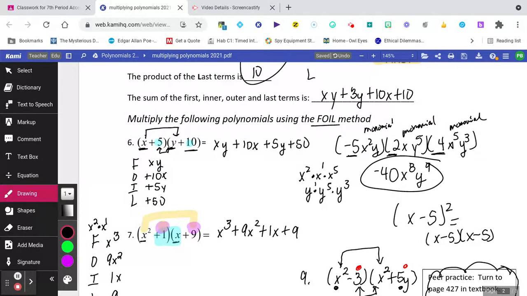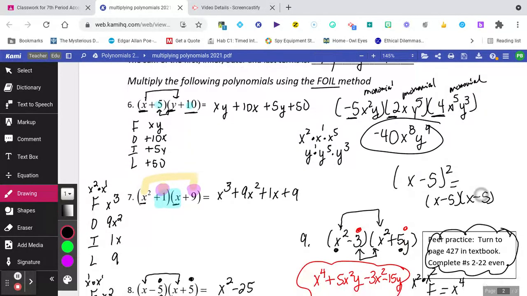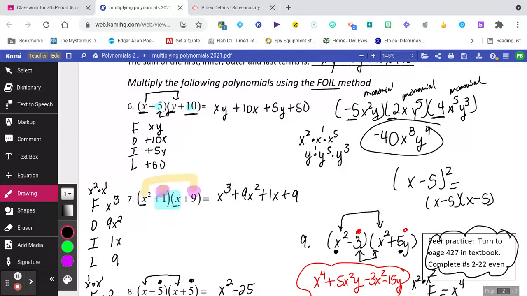Let me make sure I have the other ones. Yeah, that's going to be fine. All right, you should be fine. So again, you're going to go to page 227. And you're going to work 2 through 22 even.